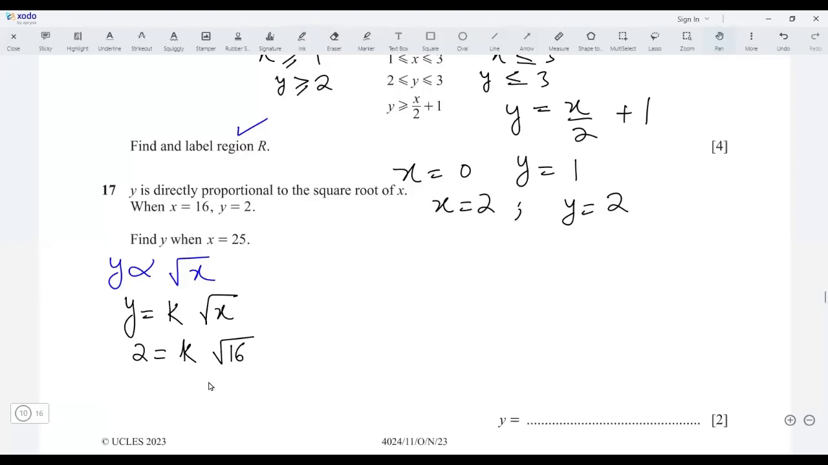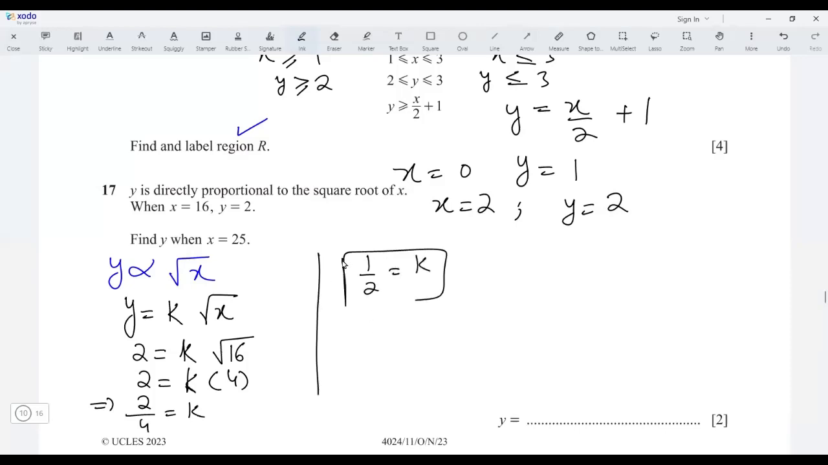So root of 16 is 4, so I substitute 4 here. Now we can see 4 and k are multiplying, so 4 will be divided onto the other side. 2 by 4 results in half, so it will be 1 by 2. So k is 1 by 2. Substitute this value into this equation. It will be y equals half root of x.